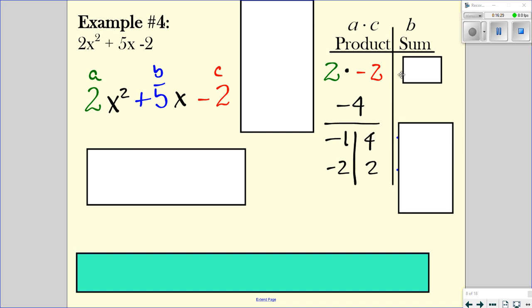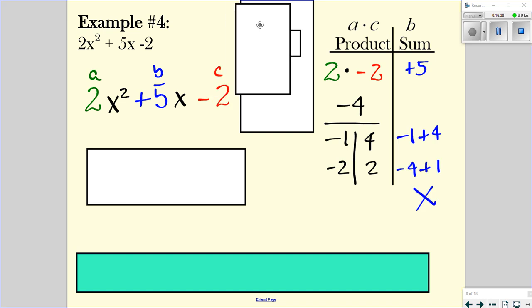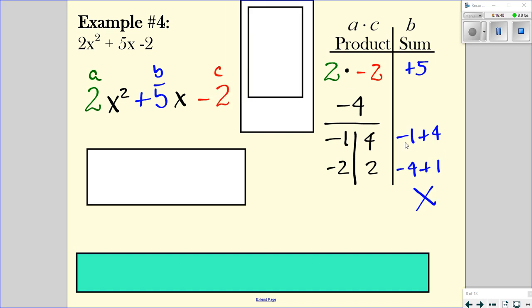All right, so now I know the sum is 5, but now I'm looking at my factors. I noticed that, okay, 4 and 1 would give me 5, but based on the signs, it would not work. So I can't go anywhere with this because I can't find the factors to give me the middle term.